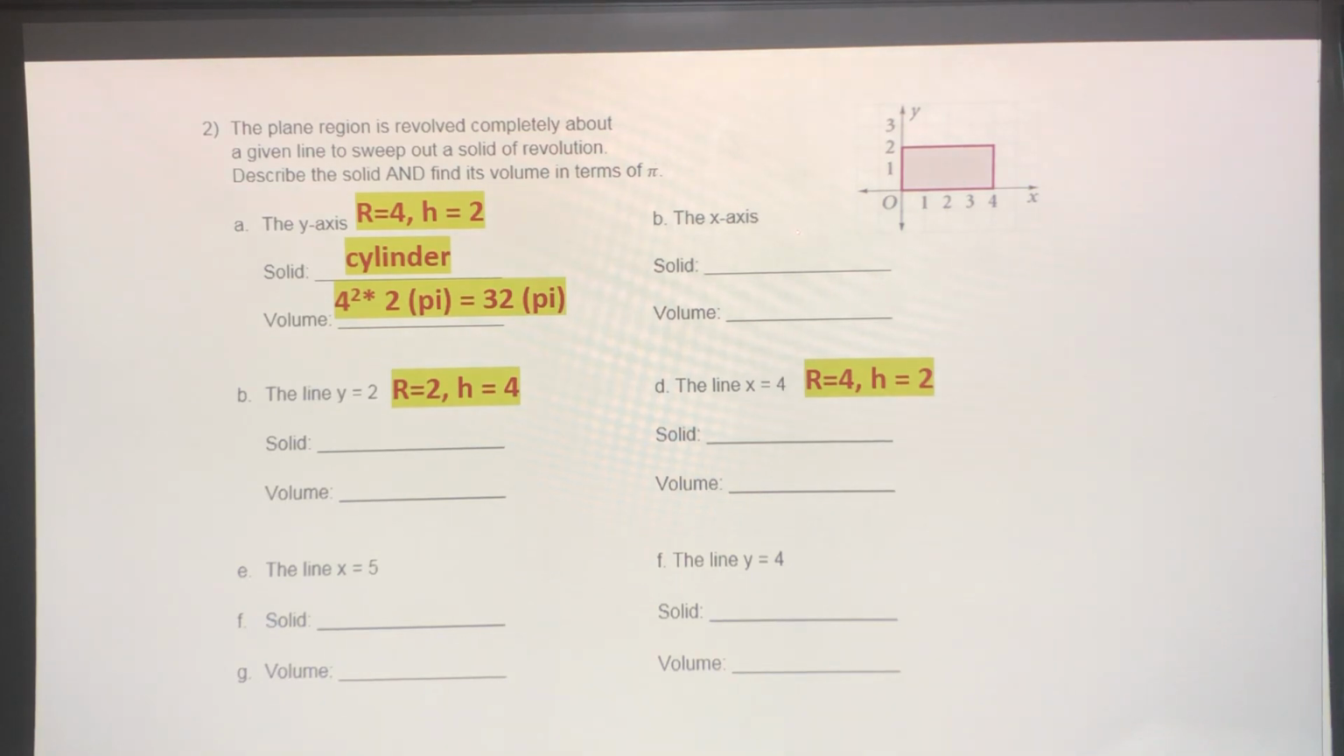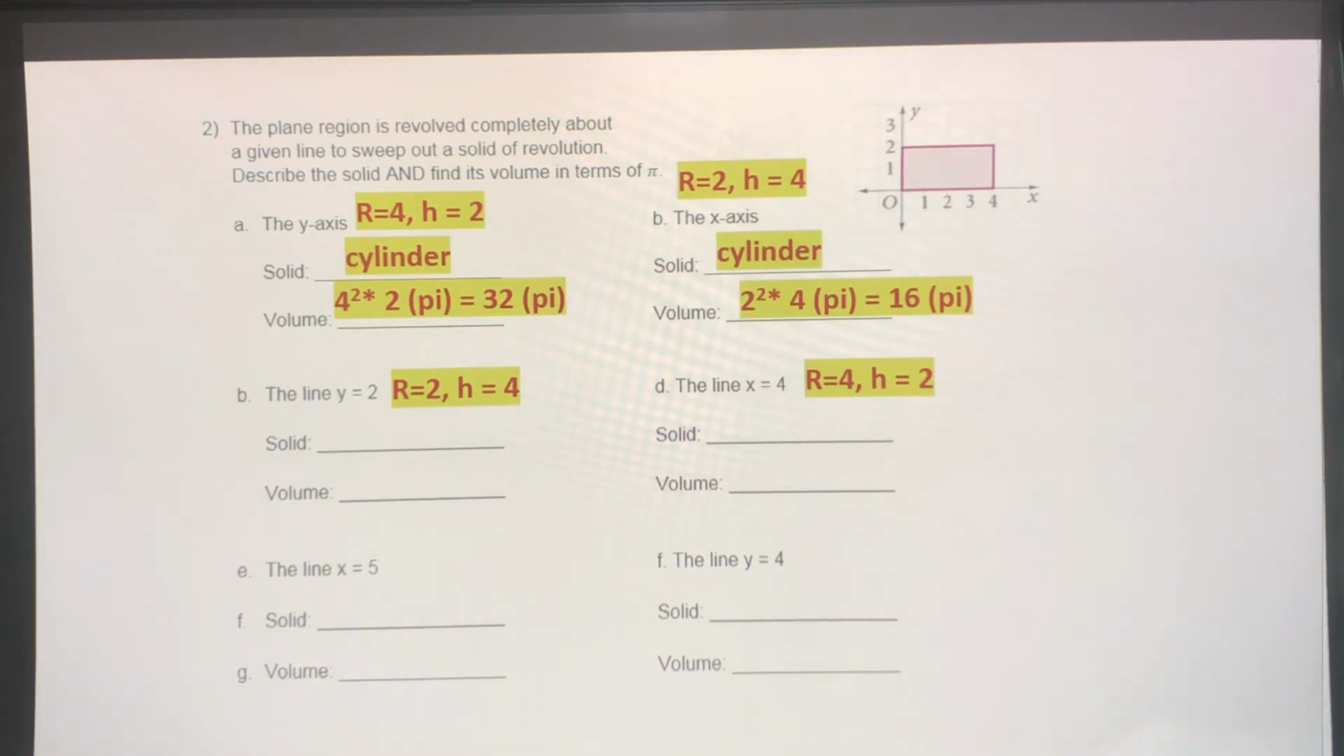All right, for example B, we're going to rotate it around the x-axis. So essentially, we're going to take this shape and rotate it downwards. So the solid that will be created is going to be a cylinder. Now, because we're going down this way, the height is going to be 4 and the radius will be 2, because the radius is perpendicular to the axis of rotation and the height is parallel to the axis of rotation. So we plug the values into our formula for a cylinder, and we would get an answer of 16 pi.